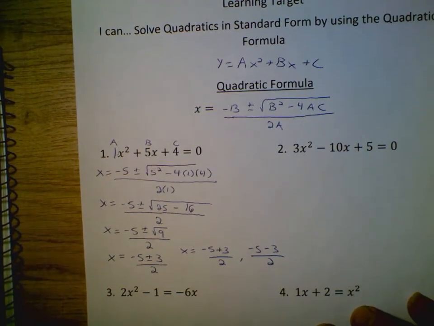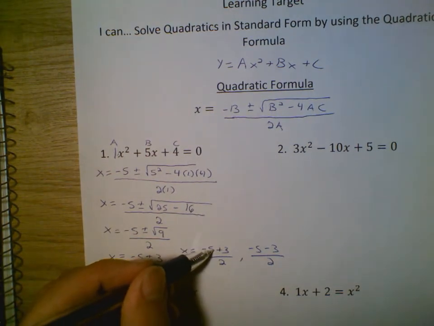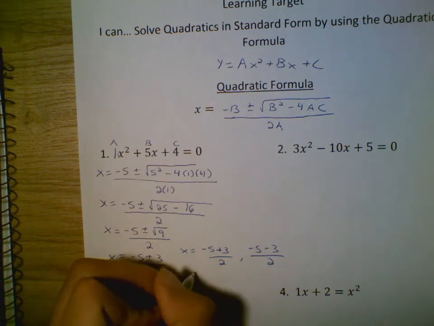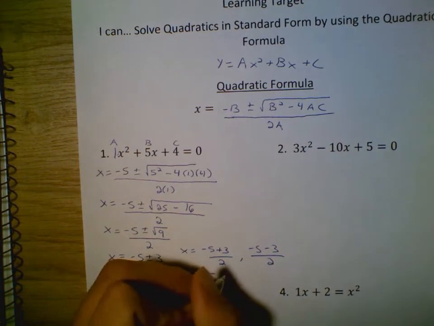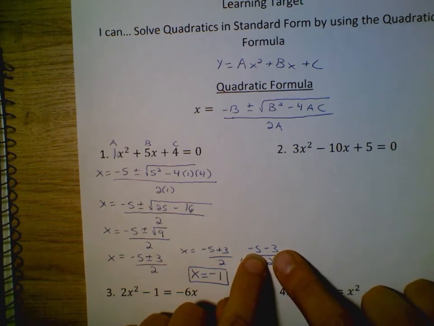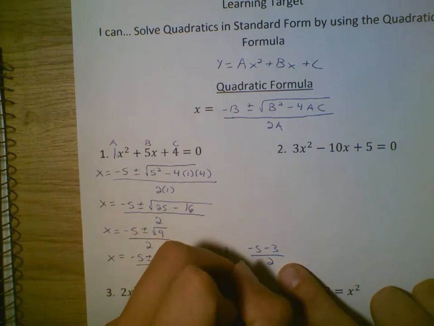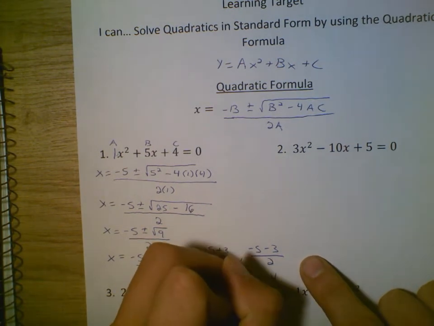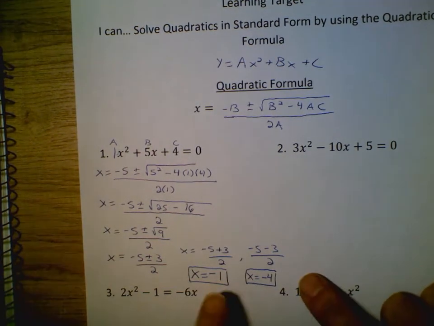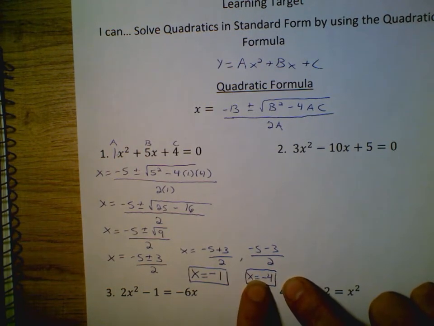Notice negative 5 plus 3, well, that's negative 2. And if I take negative 2 divided by 2, that's going to be negative 1 as an answer. And then negative 5 minus 3 is negative 8, and negative 8 divided by 2 gives me negative 4 as my second answer. So we get two answers here, x equals negative 1 and x equals negative 4.